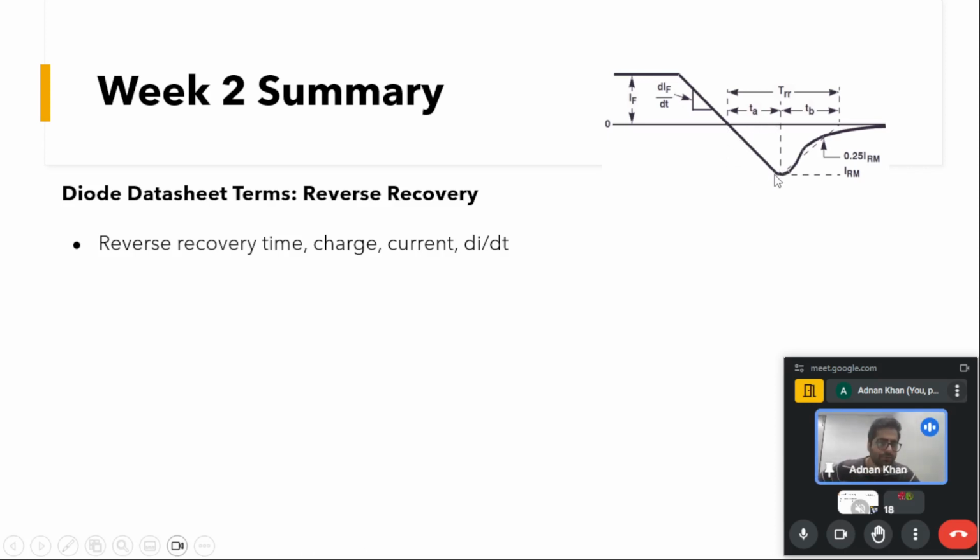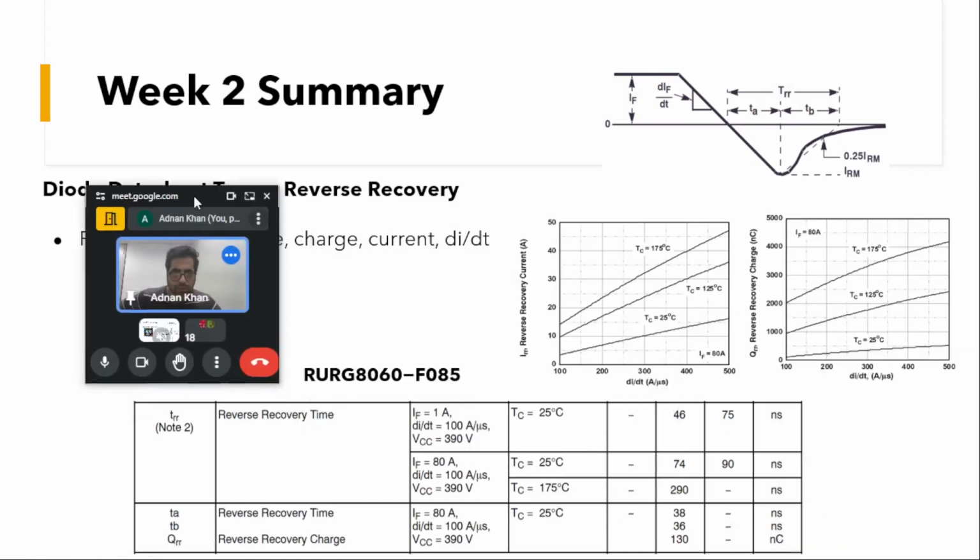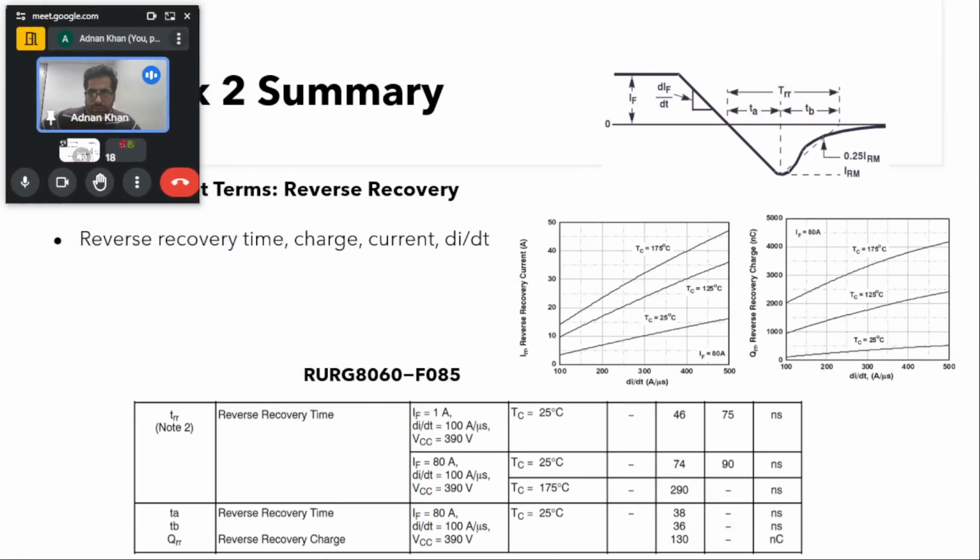Then there will be some reverse recovery. This current will go to some reverse peak current in the time TA, and then there will be some time TB, and the total of this TA and TB is the reverse recovery time. If you can see the data sheet here, TRR is given, which gives us the total reverse recovery time. And there are certain parameters for which this time will be correct.